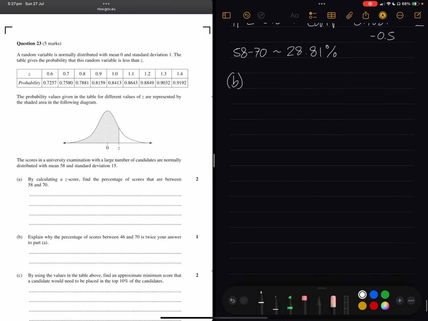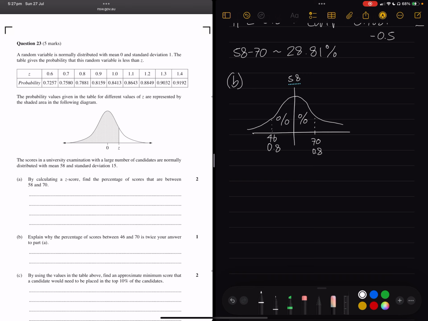Now part B, explain why the percentage of scores between 46 and 70 is twice the answer to part A. Well, if we draw this curve, this is a bell curve, type of normal distribution, looks like this. 58 is in the middle, 70 is 0.8 standard deviations up, 46 is actually 0.8 standard deviations down. So 12 up to get to 70, 12 down to get to 46 from the 58. So whatever percentage is here, that percentage is the same here.